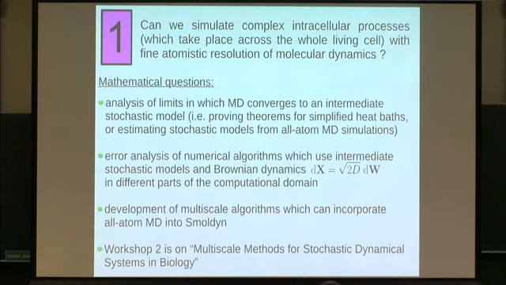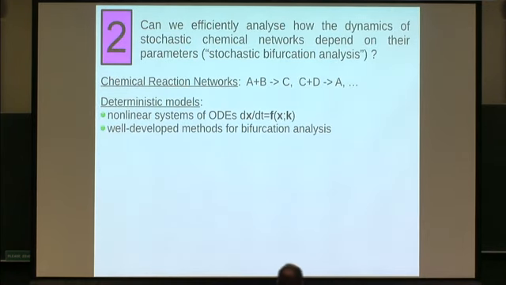Now just to introduce question 2. Question 2 is from the other parts of the program. So this program focuses both on spatio-temporal modeling, which I just described, but also on non-spatial modeling. So the question is, can we efficiently analyze how the dynamics of stochastic chemical networks depend on their parameters? To put it in quotes, stochastic bifurcation analysis. Just to explain, this is a question connected to modeling chemical reaction networks.